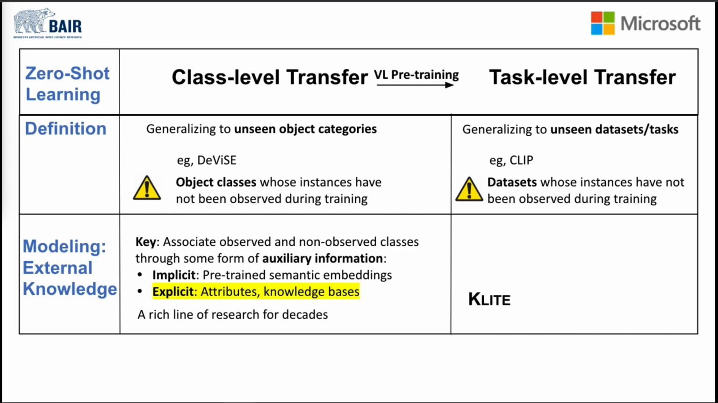For class-level transfer, our community has produced a rich line of research for modeling. It essentially wants to associate seen and unseen concepts with some auxiliary information, such as implicit knowledge in pre-trained models or explicit knowledge in knowledge bases. And we want to borrow the idea of leveraging this external knowledge for vision and language pre-training as well, which produced our recent work K-LITE.